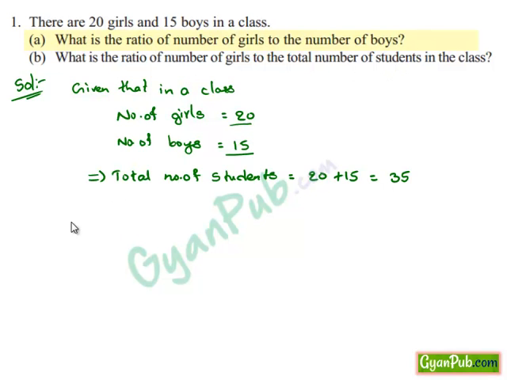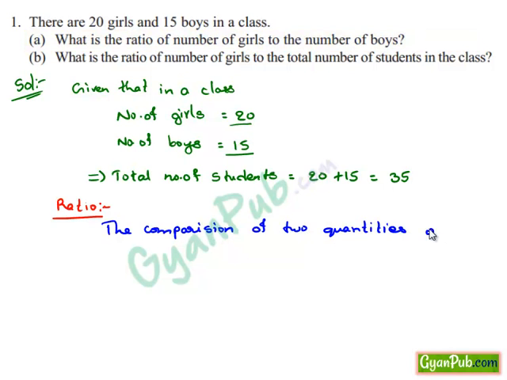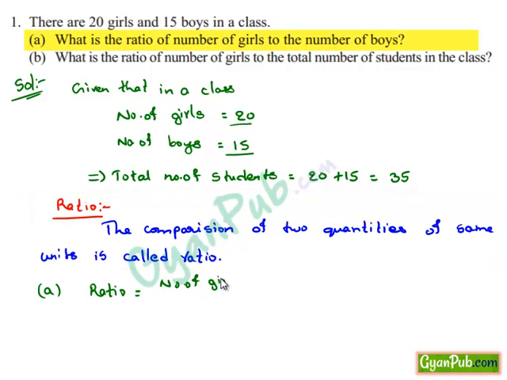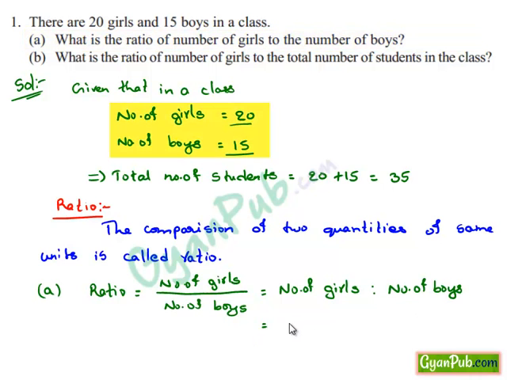First we should know what is meant by ratio. The comparison of two quantities of same units is called ratio. Ratio is equal to number of girls to the number of boys. This can also be written as number of girls is to number of boys. This is equal to 20 is to 15.